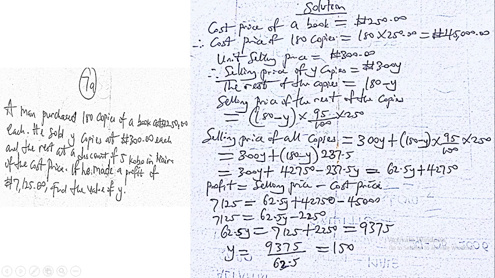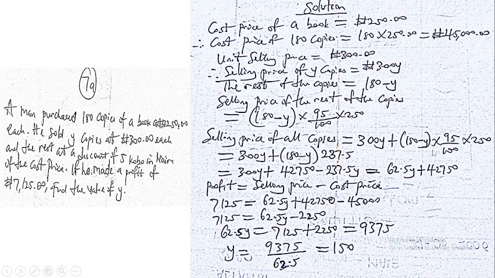And this 95 kobo, you now convert it to naira, divide it by 100, then times the cost price. We have told you the cost price is 250. And this is the selling price of the rest of the books after you might have sold Y copies. Now therefore you can know the total selling price. This is the selling price for Y copies, and this is the selling price for the rest of the copies. So the selling price of all the copies will be 300Y plus whatever we get here.